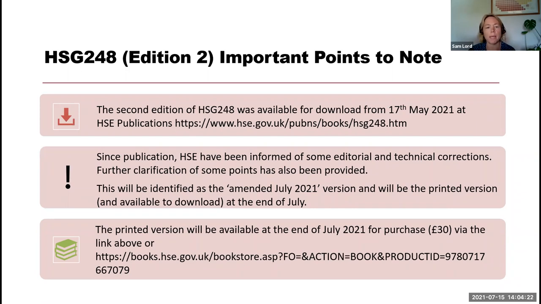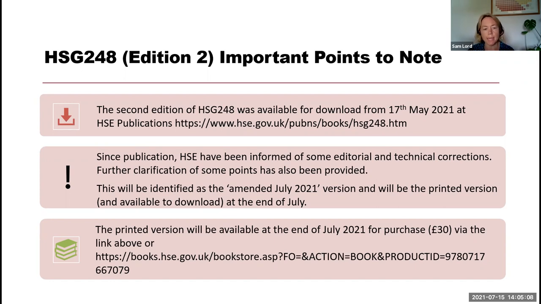But what I would say is that since publication, quite expectedly, to be honest, given the size and technical content, we've been informed of some editorial and some technical corrections. They've all been gathered up together, and I sent them back to the publishers, I think it was last week, and they've been completed. They're basically pressing print as we speak. That's one of the reasons why there's a delay between online availability and print availability. The printed version should be available for anyone that's pre-ordered or wants a printed copy towards the end of this month.